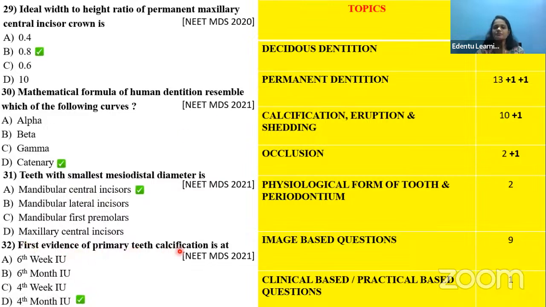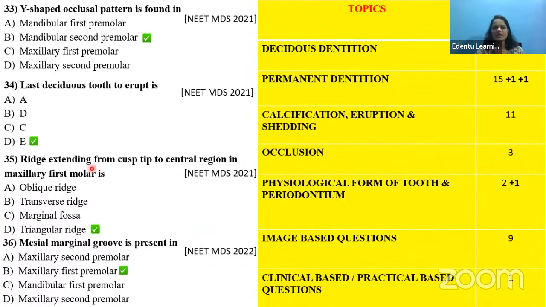And the first evidence of primary teeth calcification is at the 4th month. Okay, in the intrauterine life, by about the 4th month, you can see the first evidence of primary teeth calcification. So that we will put it under the calcification, eruption, and shedding topic. Now, Y-shaped occlusal pattern is found in mandibular second premolar, belongs to permanent dentition. The last deciduous tooth to erupt is E, the second molars. Okay, we will put it under the deciduous dentition. And then the ridge extending from the cusp tip to central region in maxillary first molar. Okay, it is the triangular ridge.